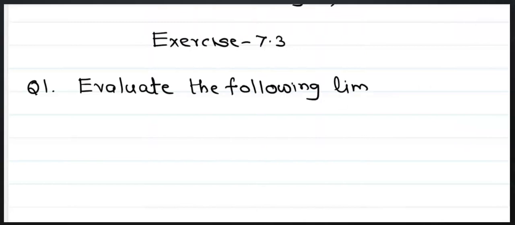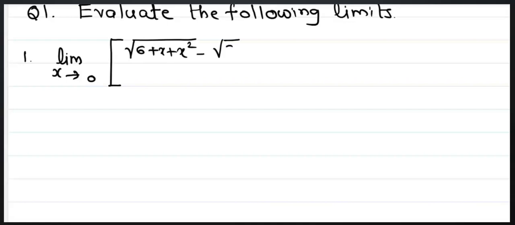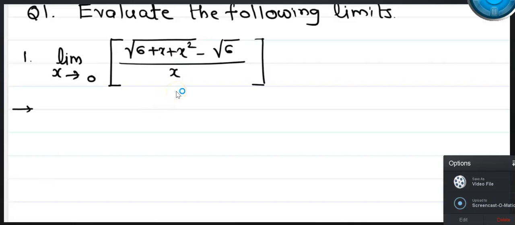Now we'll see exercise 7.3. Evaluate the following limits. First, limit x tends to 0 of root of (6 plus x square) minus root 6, upon x. Now to solve this example, what is the rationalizing factor? The rationalizing factor is root of (6 plus x square) plus root 6. If you have a minus sign, then the rationalizing factor has a plus, and if it's plus, then it is a minus.